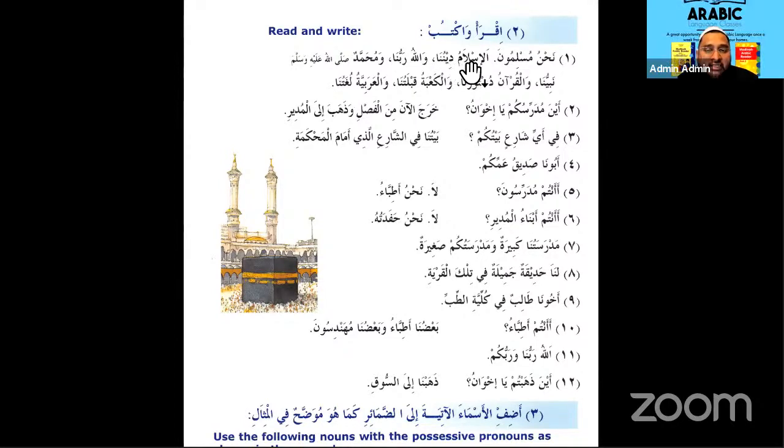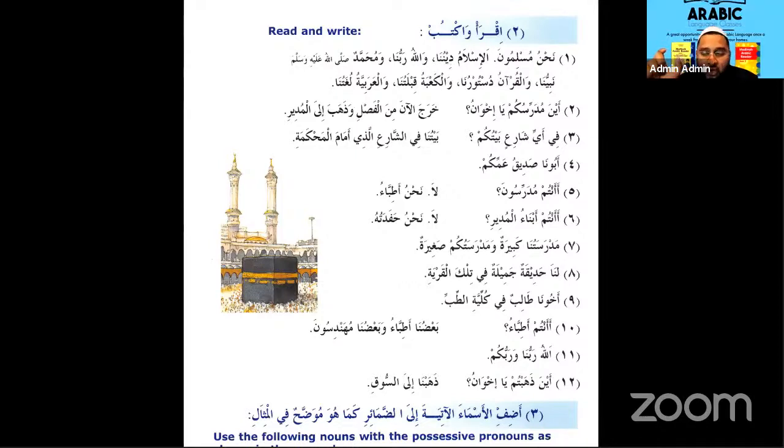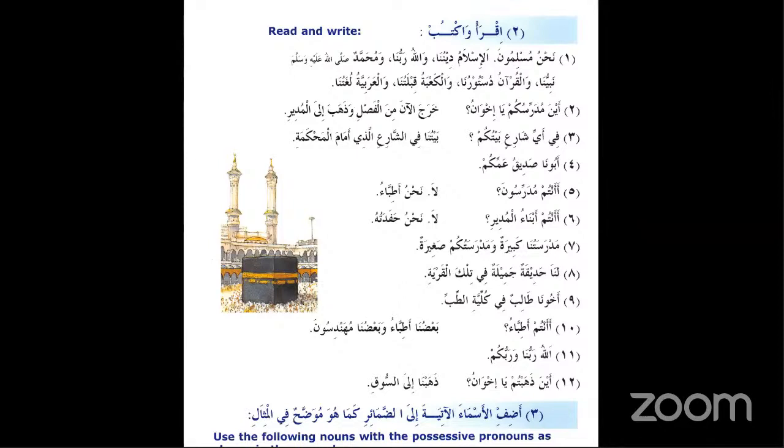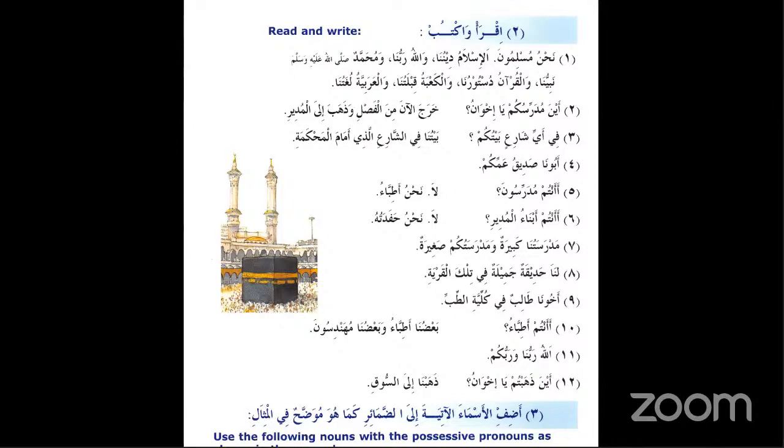How do you say Islam is their religion? So you need to add the possessive pronoun. Instead of na, you need to change it to they. What would be that? Islamu dinukum is correct when you say Islam is your religion, but the question is their religion, third person, ghaib. Dinuhu is his religion.